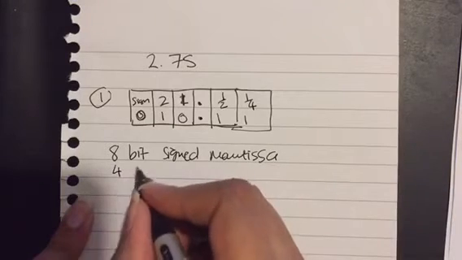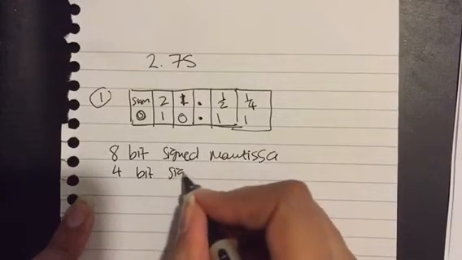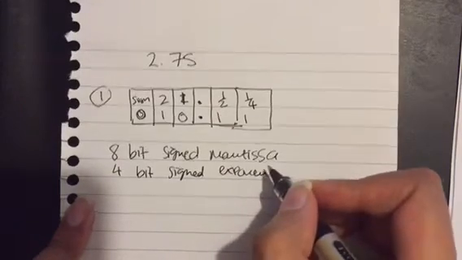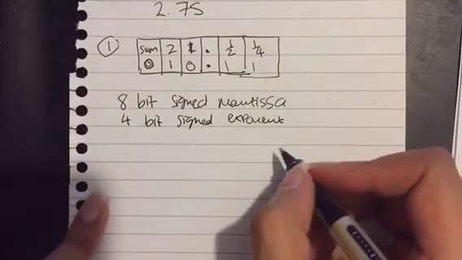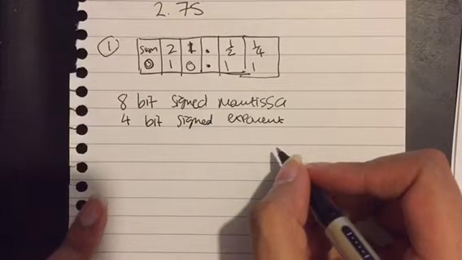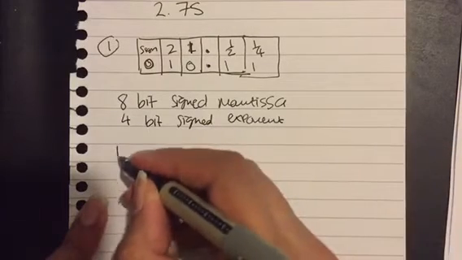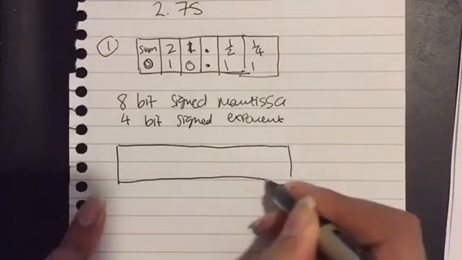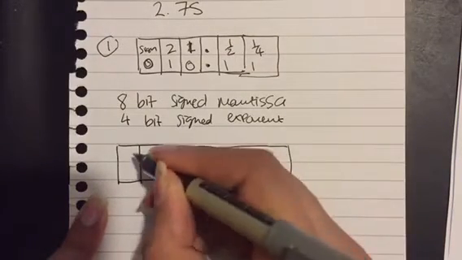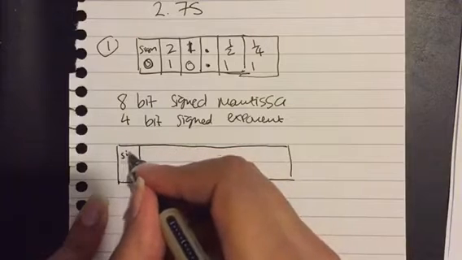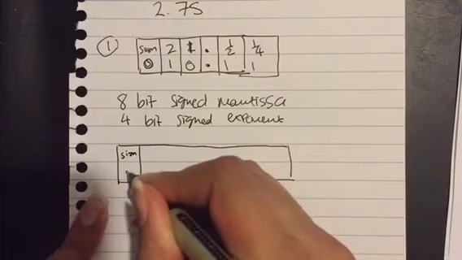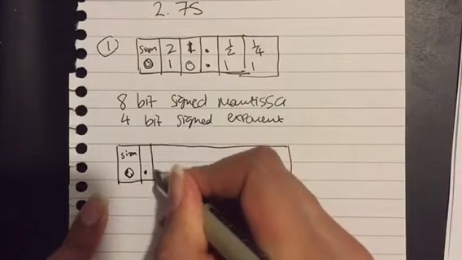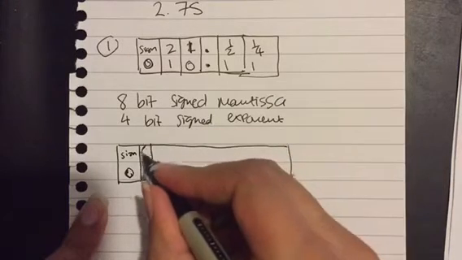Now, in the exam, it will tell you if it's an 8-bit signed mantissa and a 4-bit signed exponent. It might be a different number in your exam. So the first thing that we're going to do is work out the mantissa. Because I know that it's 8 bits and it's signed, first of all I've got my sign, and then I know that's my 0, and I've got my point there.